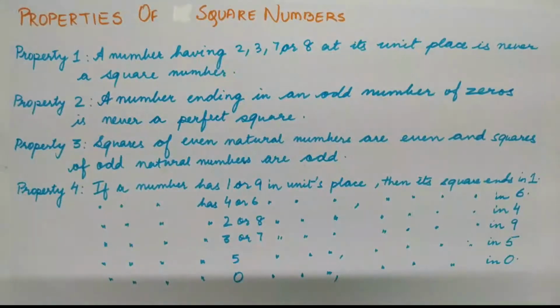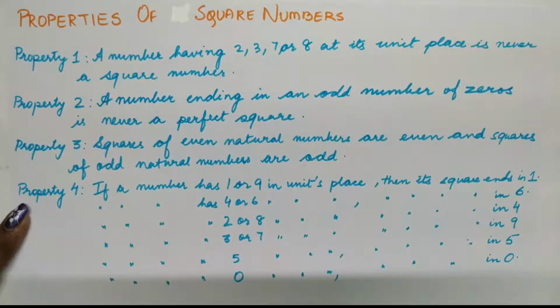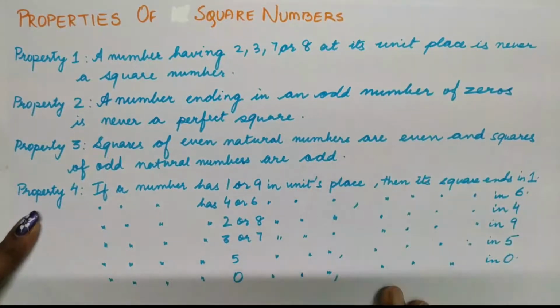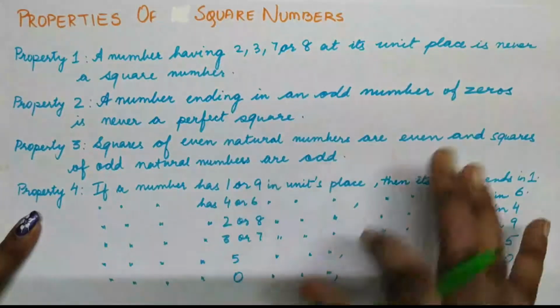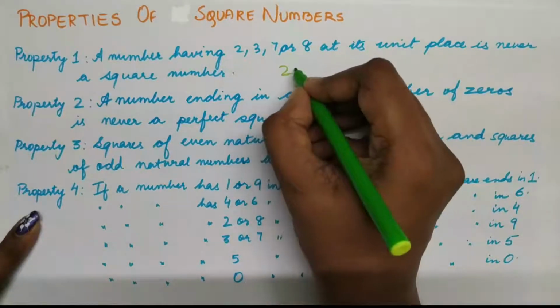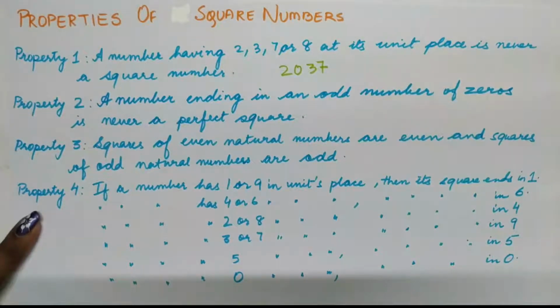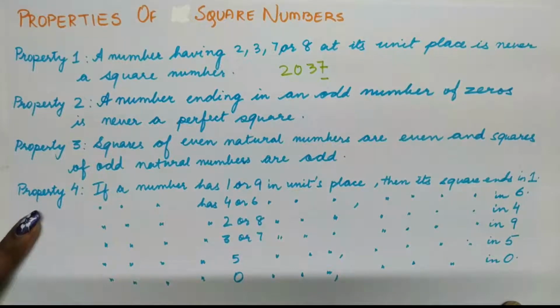Starting with the first property of square numbers, it states that a number having 2, 3, 7 or 8 at its unit place is never a square number. So remember, if any number is given to you, just see the units place. If it is 2, 3, 7 or 8, then it is not going to be a square number. For example, if I tell you 2037, will it be a perfect square? No, because the units place has 7, and 7 cannot be a perfect square.